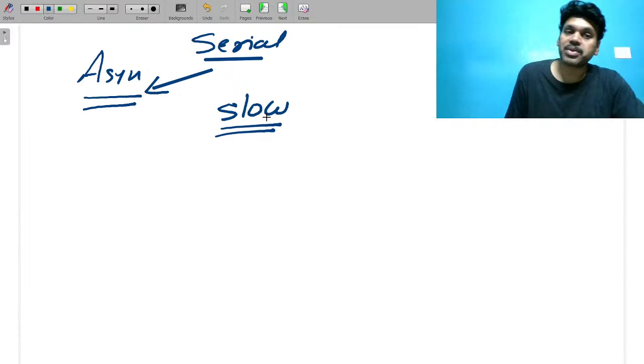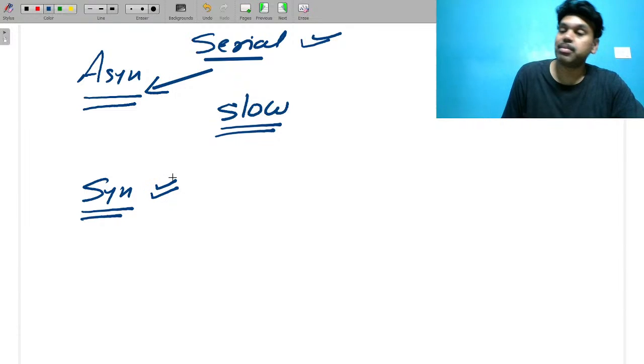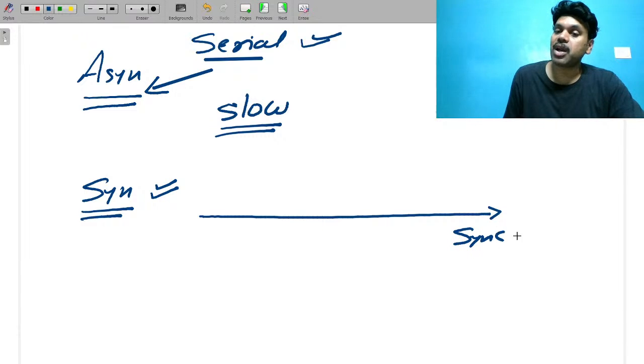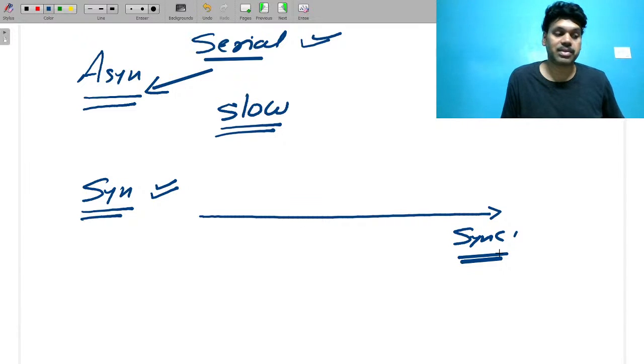When you want much more speed than this, then you go for the concept called synchronous. In serial it is a bit faster because I am releasing multiple characters on your media just by having 1 or 2 sync characters. So this is the difference between asynchronous and synchronous.